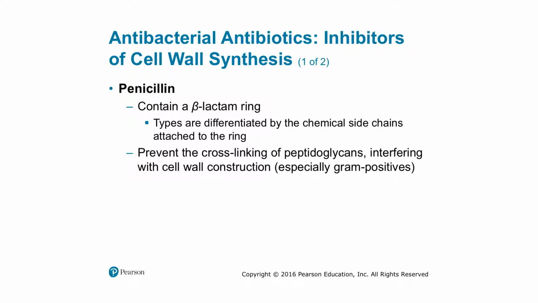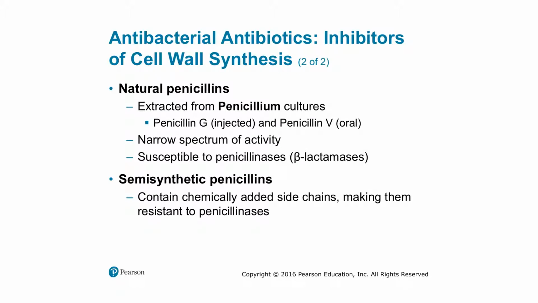So antibiotics, inhibitors of cell wall synthesis, the penicillins are generally going to be this particular one. They're going to contain this beta-lactam ring, and we'll talk about this beta-lactam ring a little bit more. The natural penicillins are going to be extracted from penicillium cultures. They have a very narrow spectrum of activity, and they're very susceptible to penicillinases, which are going to go through and break up this beta-lactam ring. And so the semi-synthetic penicillins, these are going to contain chemically added side chains, making them resistant to the penicillinases.